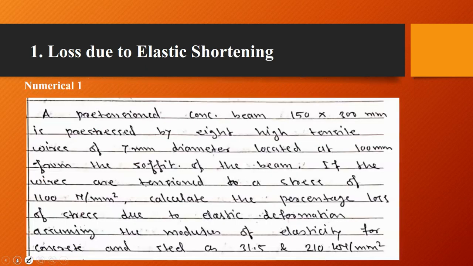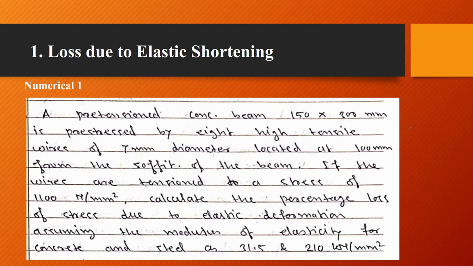So we are going to discuss numerical number 1: a pre-tension concrete beam of size 150 mm by 300 mm is pre-stressed by 8 high tensile wires of 7 mm diameter located at 100 mm from the soffit of the beam. 100 mm from the soffit of the beam means from the bottom of the beam.